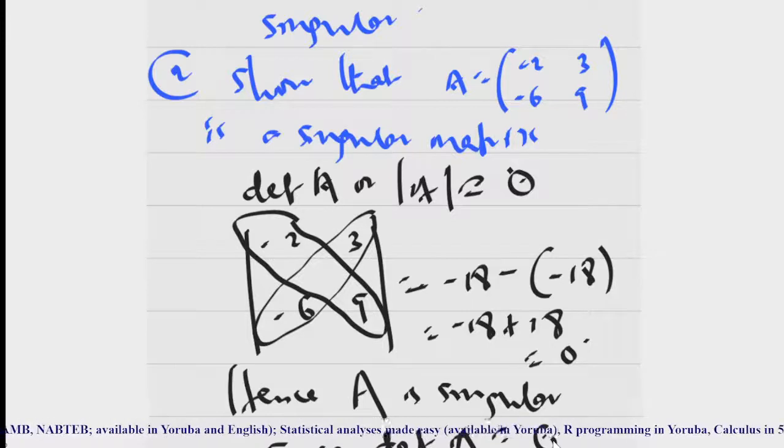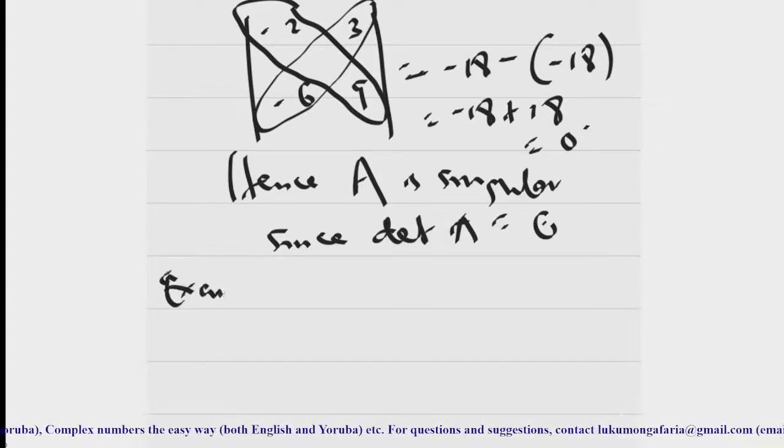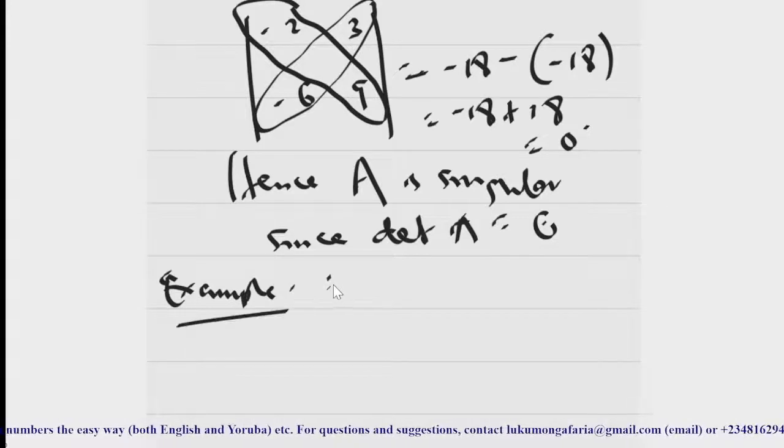So in essence, when you're asked to show that a matrix is a singular matrix, then just find the determinant, and if you are able to see that the determinant of such a matrix is 0, then you can conclude adequately that that matrix is singular. Let me give you another example. I think this is more like a WAEC question.